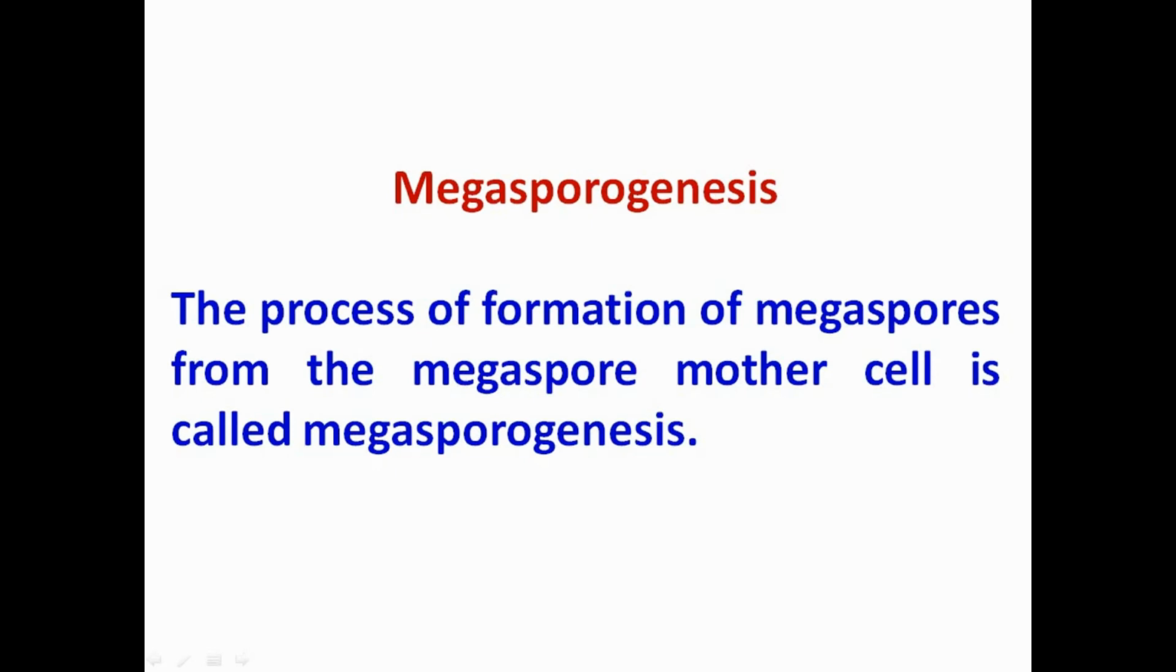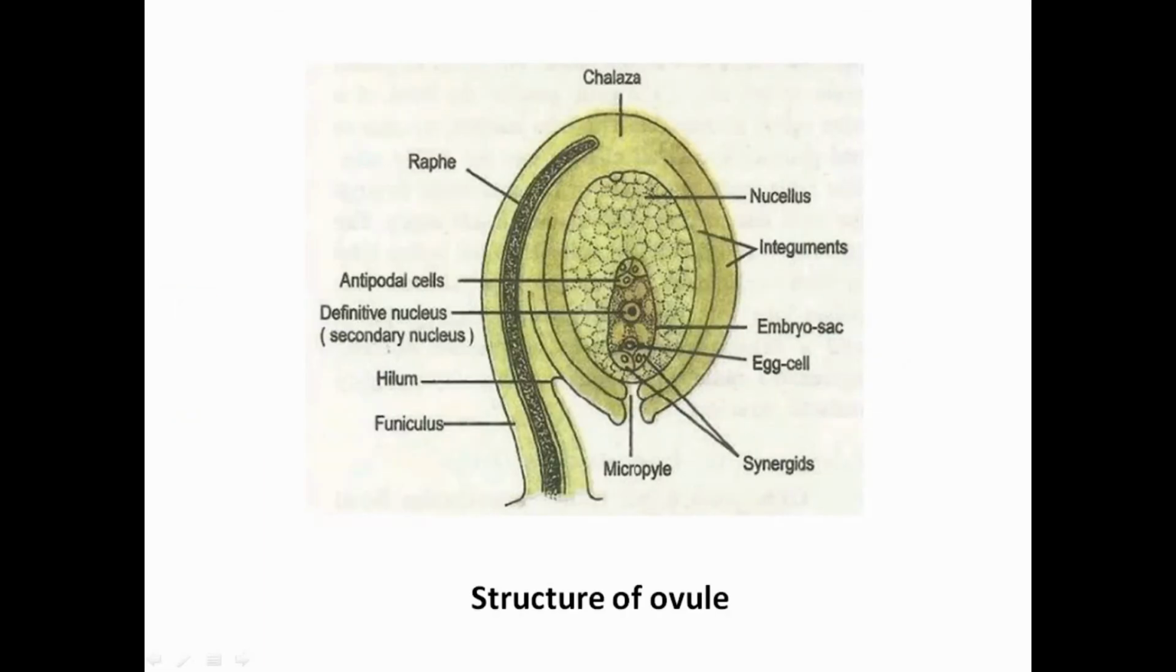Now, next is megasporogenesis. The process of formation of megaspores from the megaspore mother cell is known as megasporogenesis. So now let us discuss the structure of the ovule, that is, the megasporangium. The ovule is considered to be an integumented megasporangium.